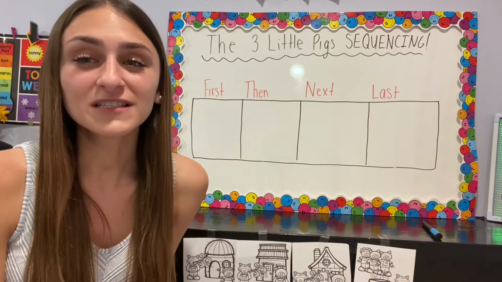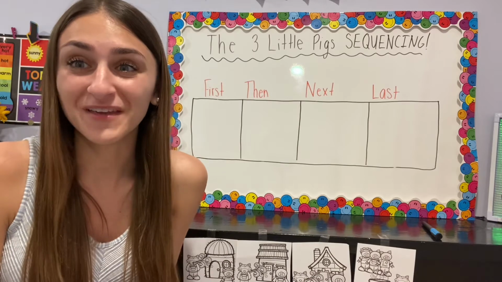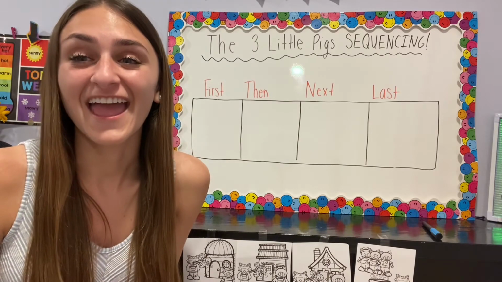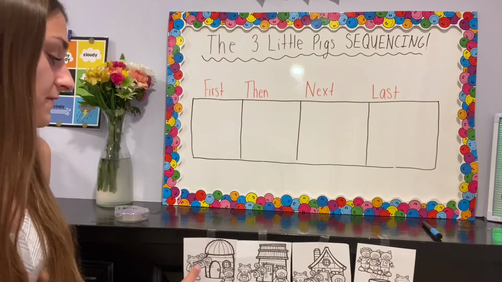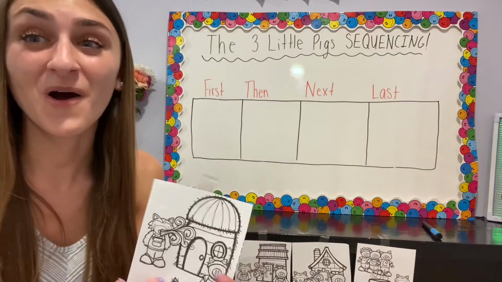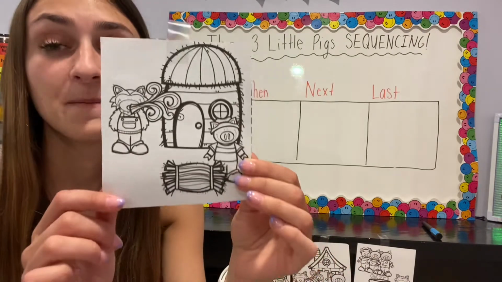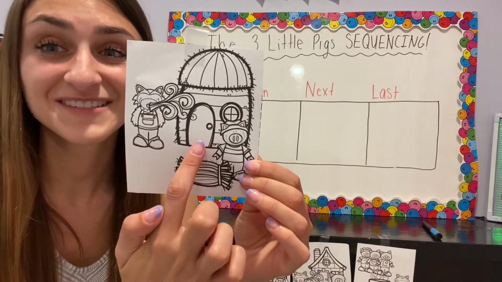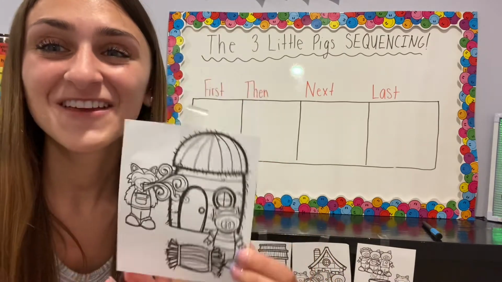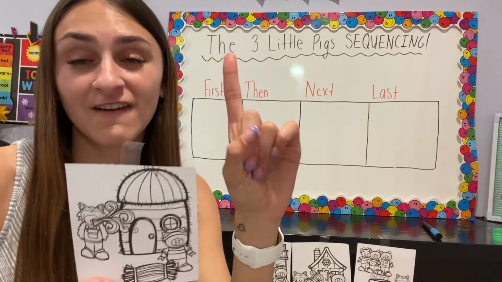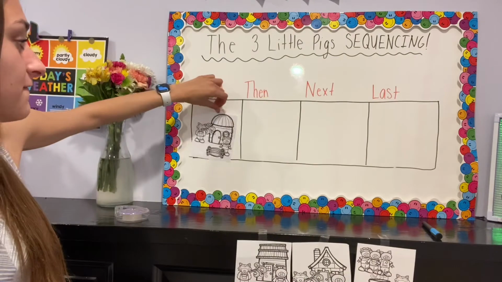So the first little pig had a job. What was the first little pig's job? To build a house. What material did the first little pig build that house out of? Straw. So right now, if you have this picture in front of you, you could pick up this picture because this picture shows a straw house and the pig, and what's the wolf doing? Blowing it down. So this is the first event. Can you show me 1 finger? The first event. So we are going to glue that into the first box.